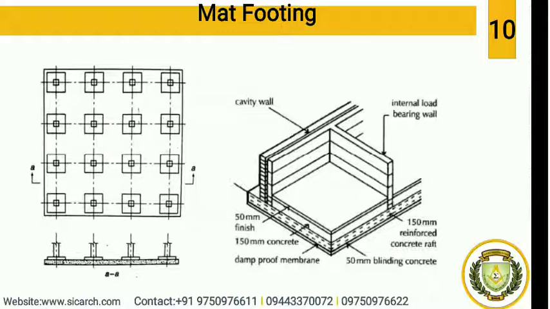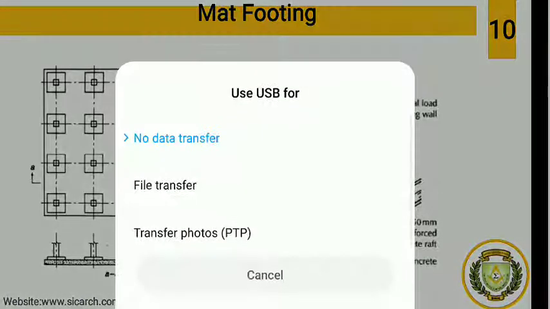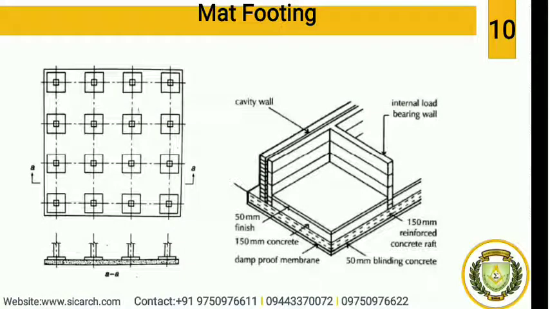So here you can see this in detail in the diagram. Here you have four columns. The entire set of columns is connected using the foundation. This foundation is called raft foundation. So in the next image, you can see it for walls. Here the wall is running throughout and the entire building base is covered with a mat or raft footing.